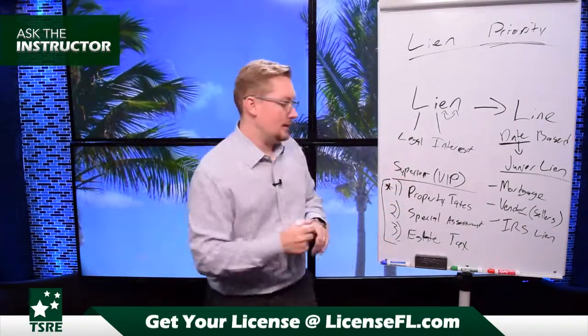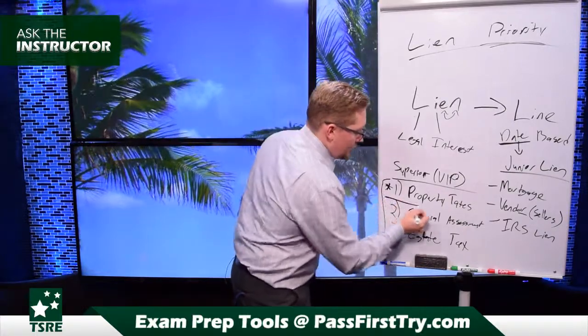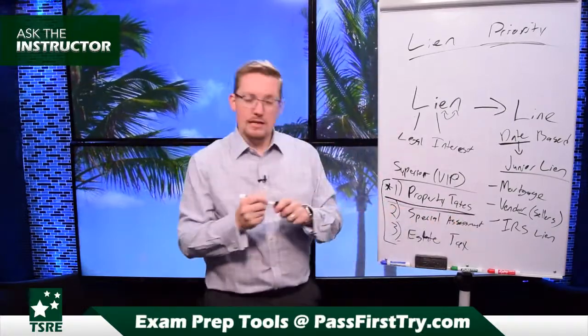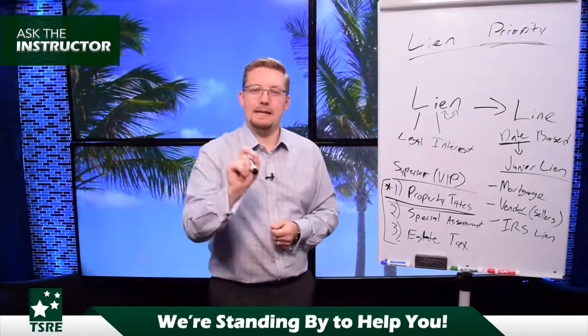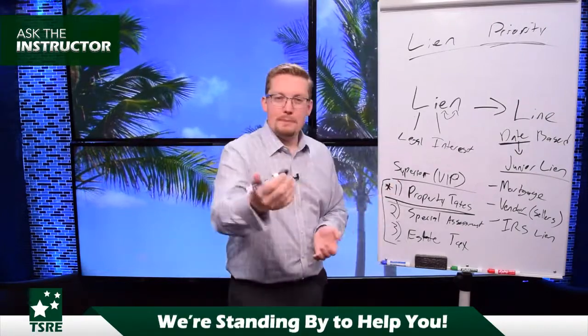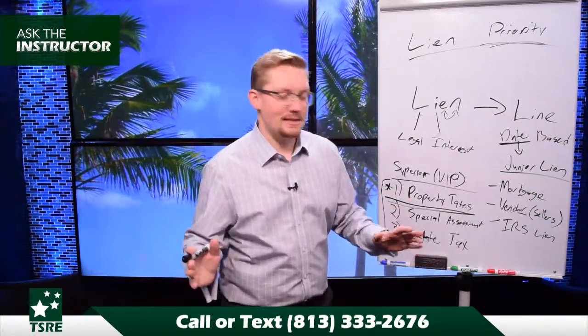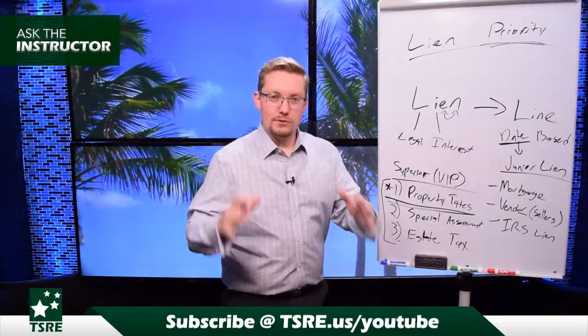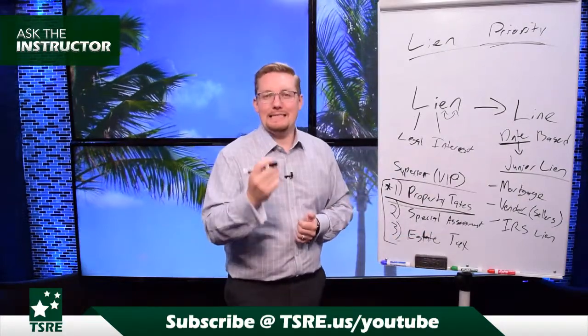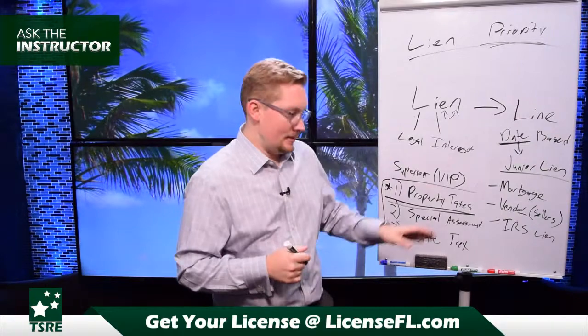Superior liens automatically go to the top of the list, and again, the most important one, the one you're most likely to be tested on, is property taxes, because nothing ever beats property taxes. If you remember playing rock, paper, scissors, and if this were that one thing that always wins, property taxes always win. They are automatically at the top of the lien priority list because they are the most superior lien. Or at least that's the way it works here in Florida.